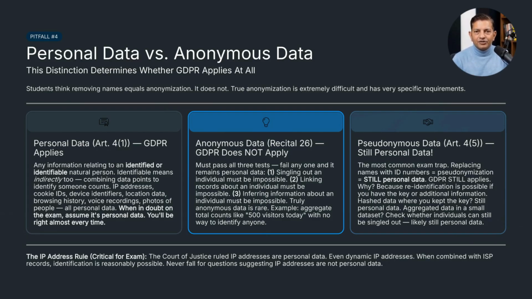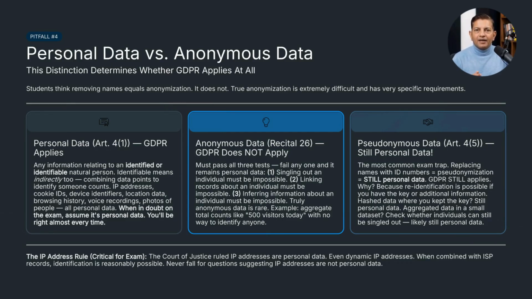Let's start with personal data. Article 4(1) defines it as any information relating to an identified or identifiable natural person. The key word here is identifiable. It's not just about direct identification like names or ID numbers. It includes indirect identification, where you can combine data points to figure out who someone is. If it's reasonably likely that you could identify an individual, even indirectly, it's personal data and GDPR applies.